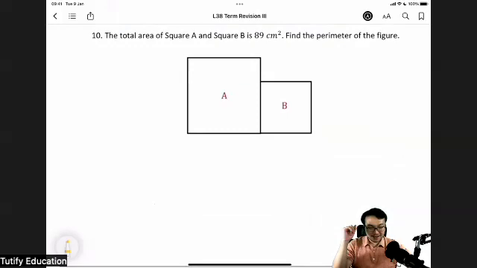Okay, question 10. Students, this is very similar to the question that we did last week. Take note of something, okay? The total area is 89. I know that some of you, your worksheet says 108, but please change it to 89. Everybody change it to 89. Okay, I'm going to give you 2 minutes. Can you solve it and type your answer in the chat group now?